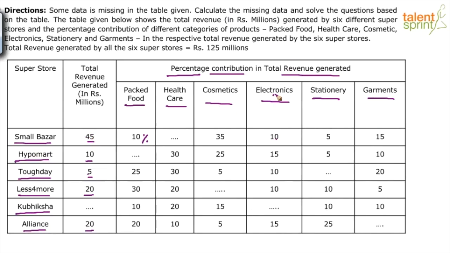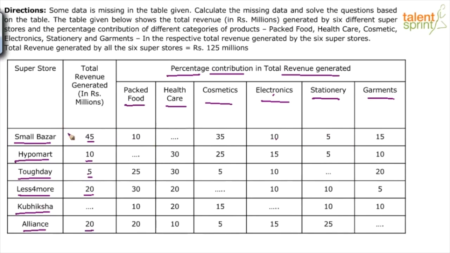Now how do you find out the missing values? It's very simple. You don't even have to look at anything else. Just remember that total percentage should be 100 always. We are saying that 45 million in terms of percentage distribution is given here. So total should always be 100 for each superstore.